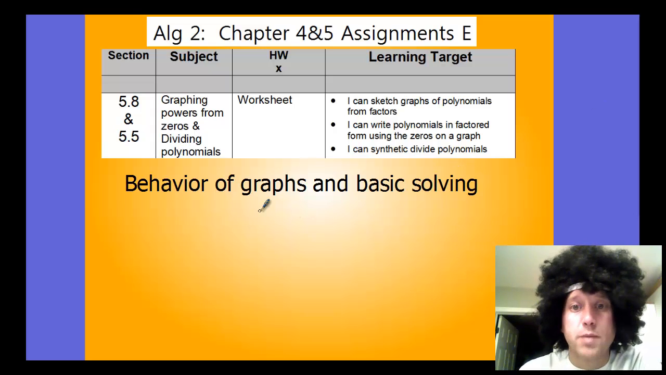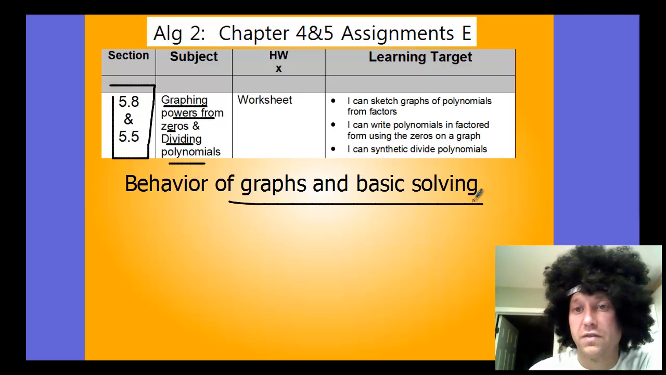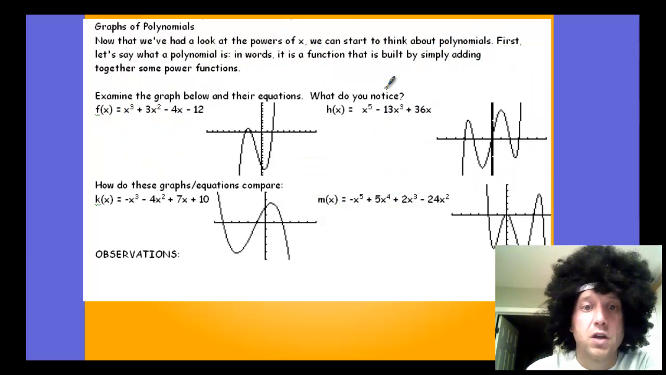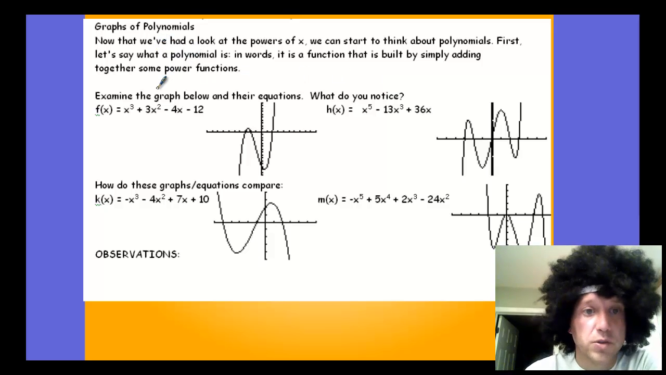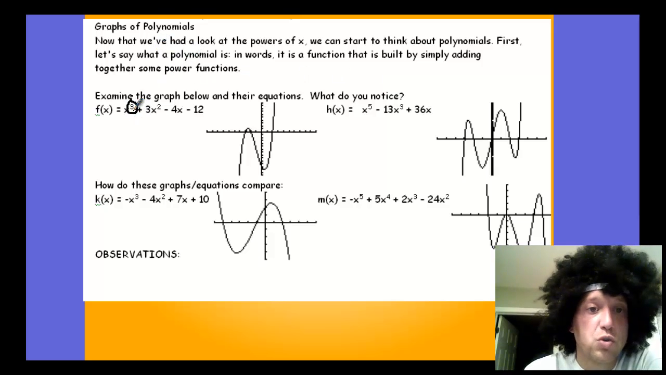Honors Algebra 2, Chapter 4 and 5. This is the last part E. Behaviors of graph and basic solving is the first thing we're going to look at. So we're looking at graphs of polynomials. Polynomials have degree 2, 3, 4. We're going to look at bigger polynomials than just quadratics.